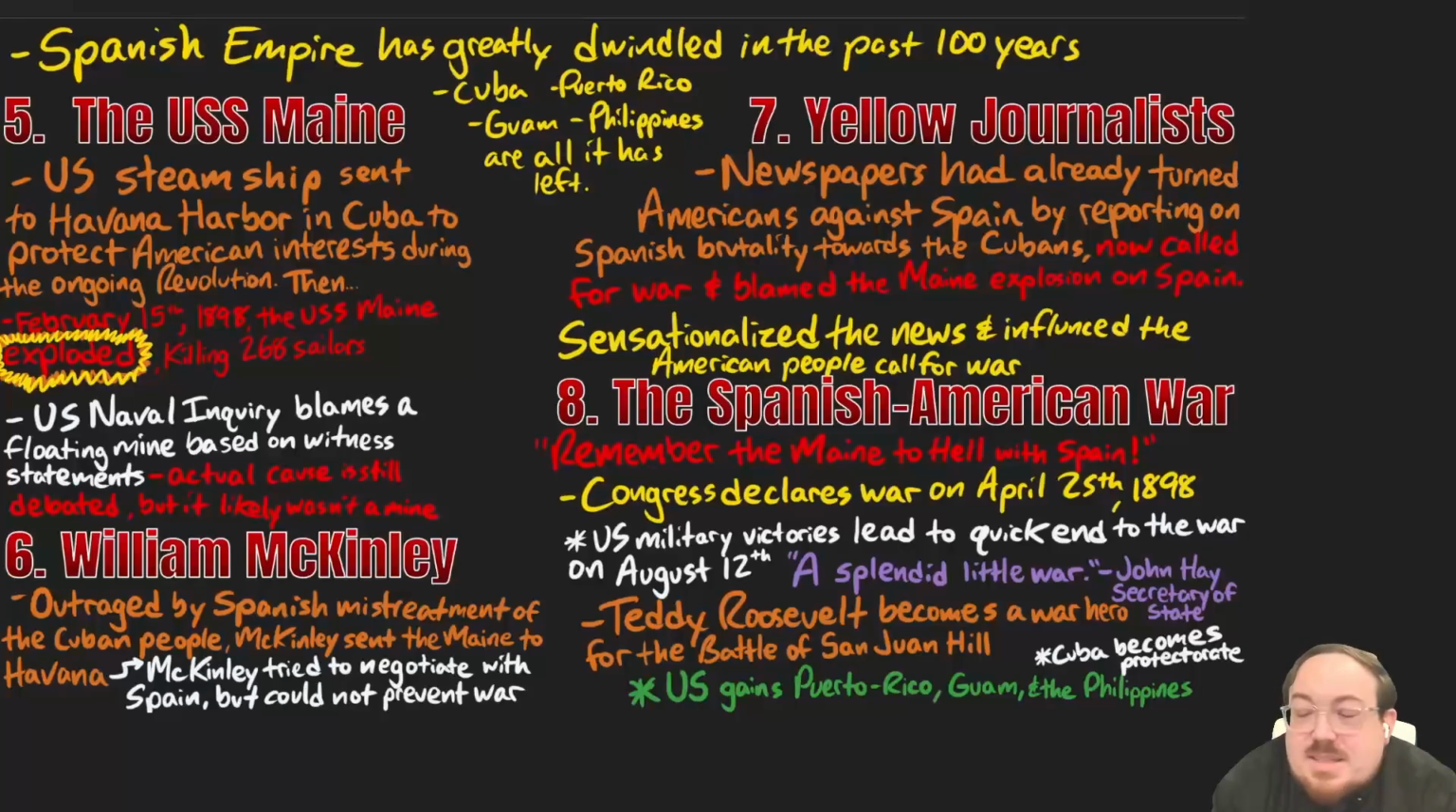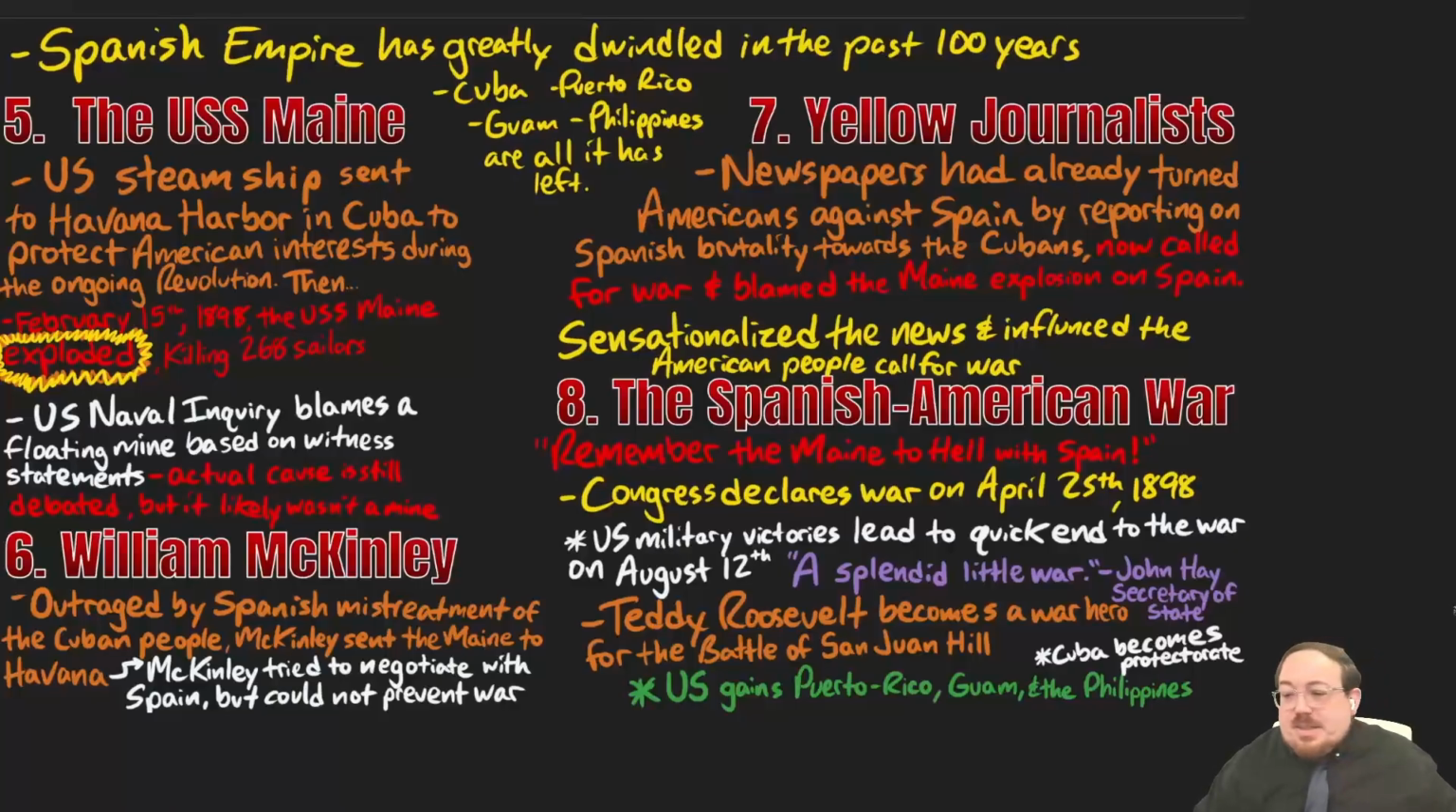As the Secretary of State at the time, John Hay, described it, a splendid little war, because we got everything we wanted. We lost very little troops and had absolutely no losses in terms of battles. We won every battle. We won a very quick naval battle with the Spanish Armada outside of the Philippines. We also had victories in Cuba and Puerto Rico and Guam.